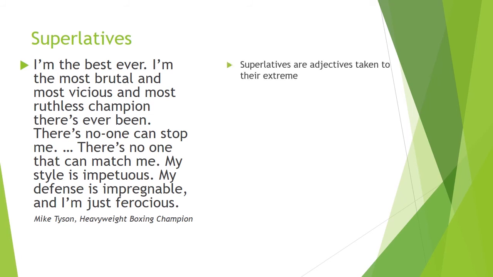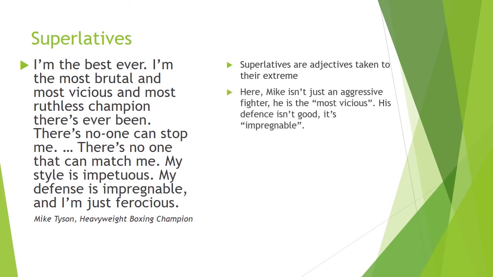So here we've got a lot of use of superlatives, and superlatives, like I say, are adjectives taken to their extreme. So it's not good, it's phenomenal. It's not bad, it's appalling. It's not alright or decent, it's the best thing ever. And superlatives are a clear sign of bias because we're deliberately exaggerating it. So here Mike Tyson's not just saying that, yeah, I'm a pretty aggressive dude, he is the most vicious. His defence isn't just good, it's impregnable.